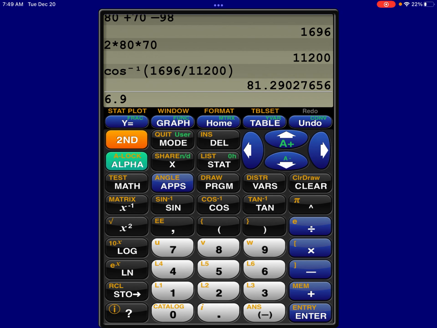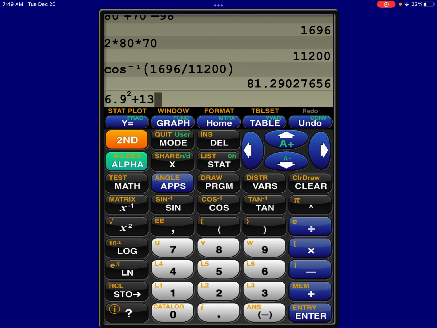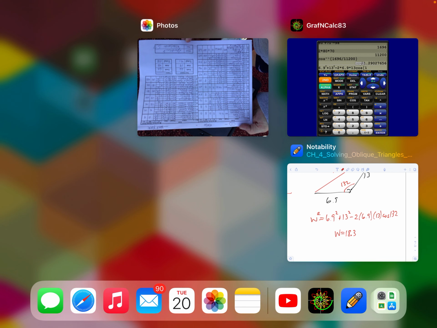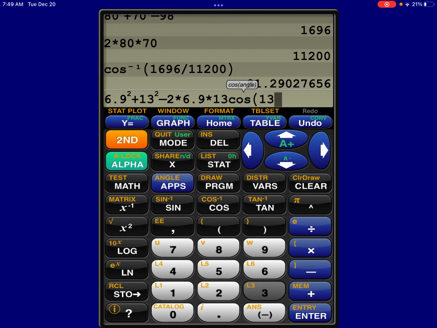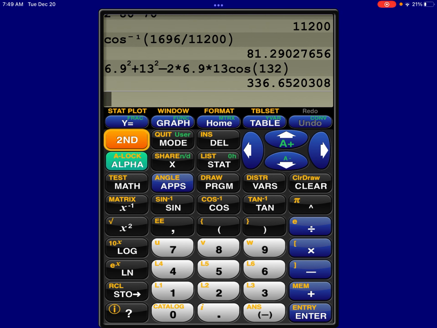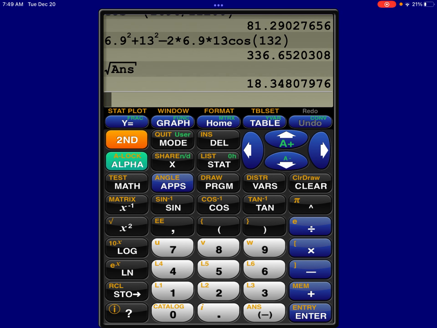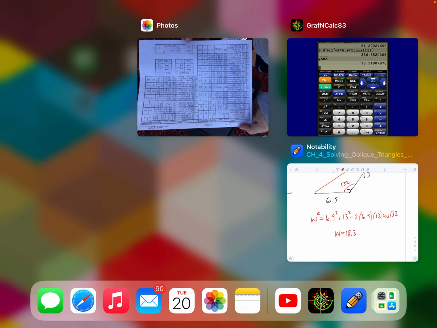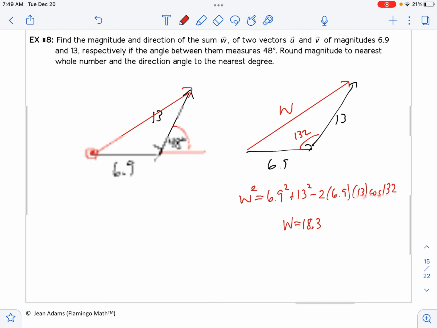So we have 6.9 squared plus 13 squared minus 2 times 6.9 times 13 times the cosine of 132. And then if I square root my answer, I get 18.3. So that's the length of that vector.